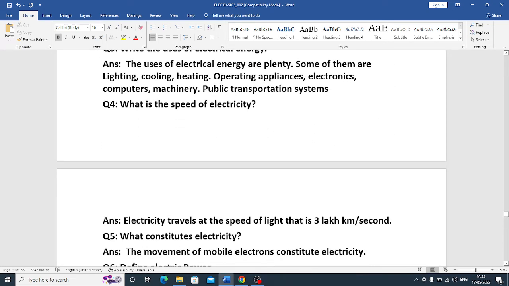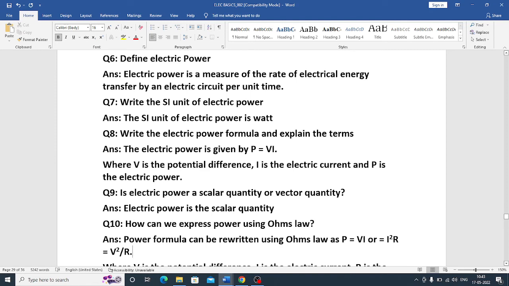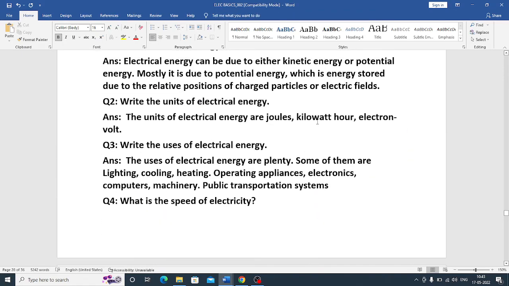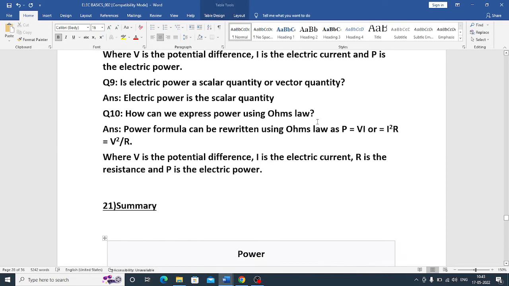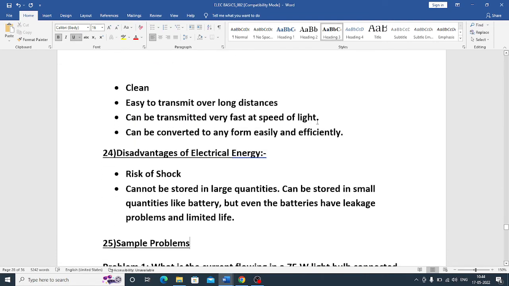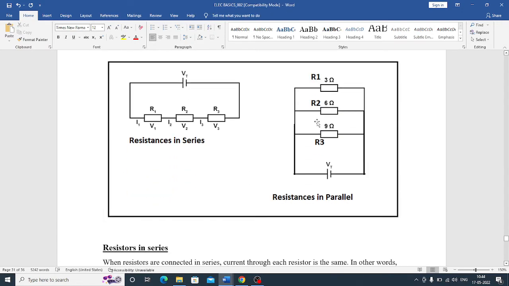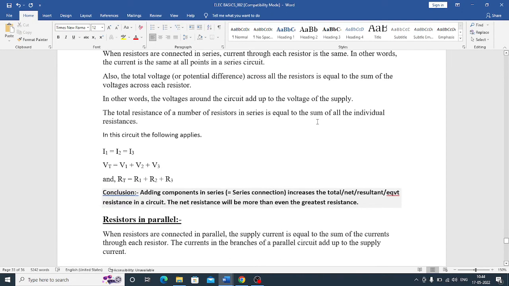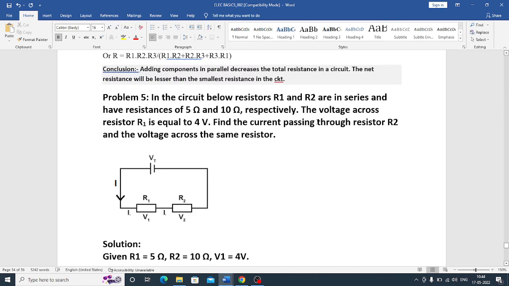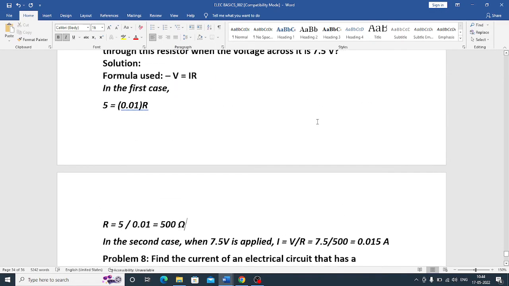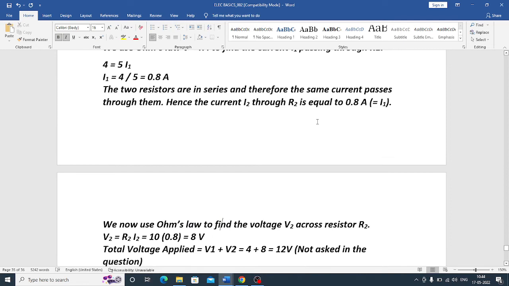There are some questions which you have. If you have any doubt, you can ask. Problems are there. In case you have any doubt, you can ask. It is very simple.